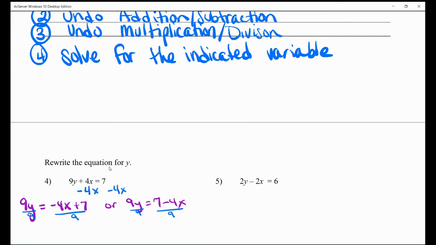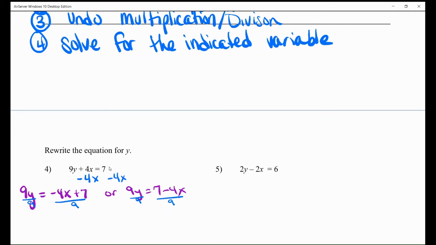Now either one of these forms is fine. You never need to do both. So we get y equals negative 4x plus 7 all over 9. Again, we showed out all of our steps, so our answer was right in front of us. If you did it the other way, you would have gotten y equals 7 minus 4x all divided by 9.